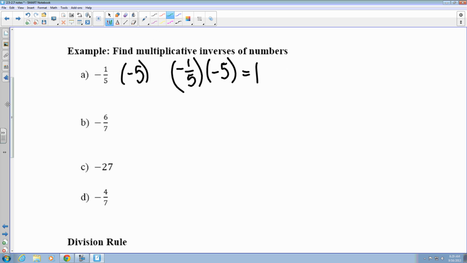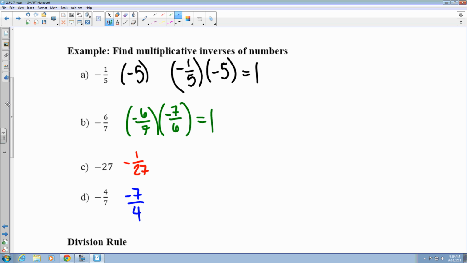Negative 6/7's multiplicative inverse is negative 7/6. So that's what we would need to multiply by to get to 1. For C, that's negative 1/27, and D is negative 7/4.